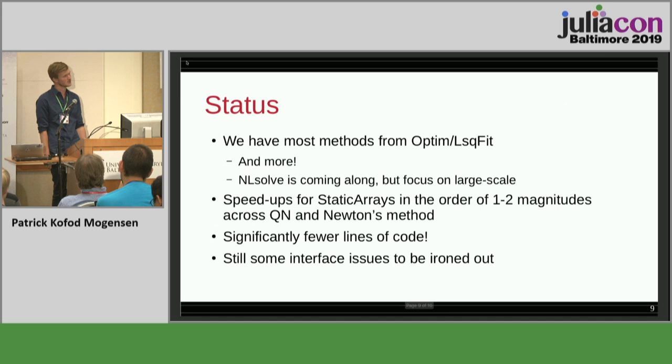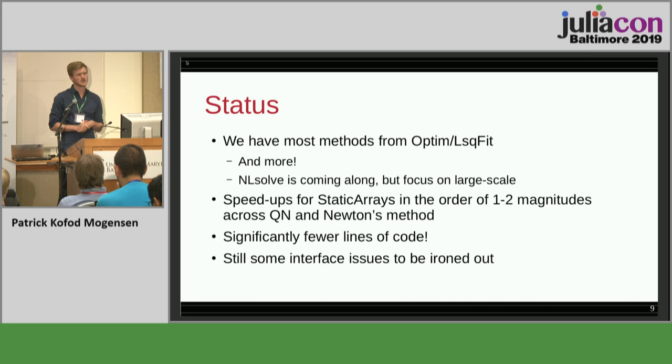And so what's the status? Well, most of the functionality from the packages has been ported. Not all of NLSolve, but I've been focusing more on inexact Newton style methods, which are not in NLSolve right now, and also trust region methods in the Optim part of the code. And for stuff like static arrays, if you just try two versions, one that is the in-place base array version and one that's a static array, you get orders of magnitude speedup. So for those who use that, I think that's pretty nice. Fewer lines of code, but there are still some interface issues that have to be ironed out. Yep, I'm out of time. Thank you.